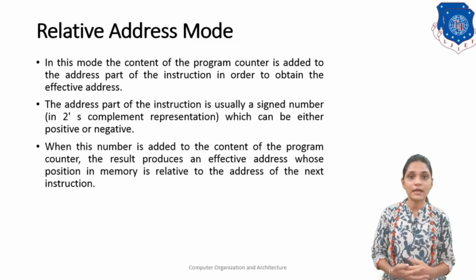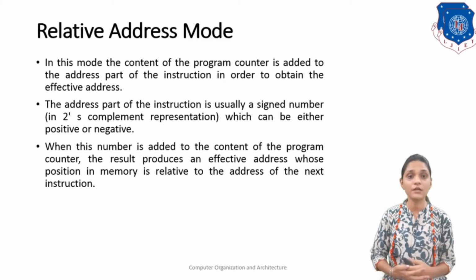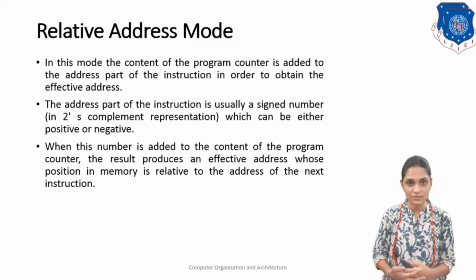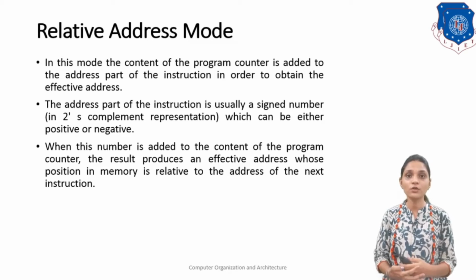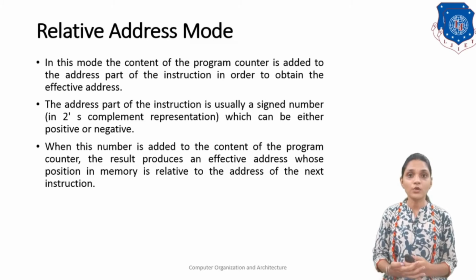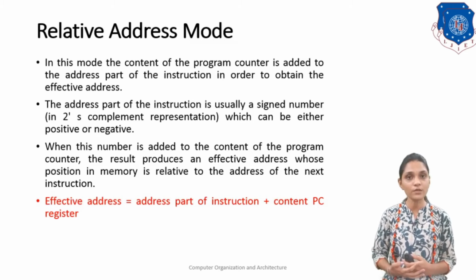When the number is added to the content of the program counter, the result produces an effective address whose position in memory is relative to the address of the next instruction, because your program counter always indicates the location of your next instruction. If you add something into this program counter, then you are going to have some relative location from your next instruction. So you are adding the program counter and the address part of your instruction. So here the effective address will be the address part of the instruction plus the content of the program counter.